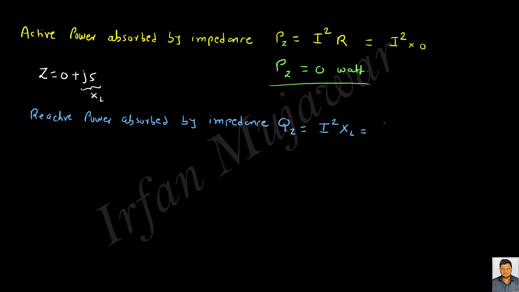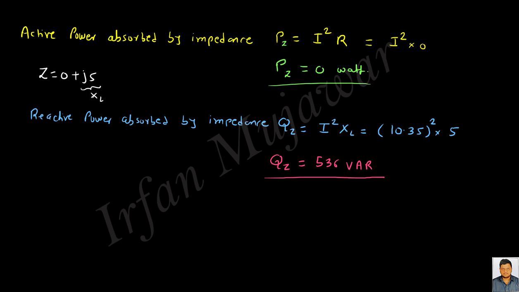Now how much is the magnitude of current? It is 10.35, square of that into XL, which is 5. So if you calculate 10.35 square into 5, we will get the reactive power absorbed by impedance as 536 var. This is the reactive power loss in impedance.